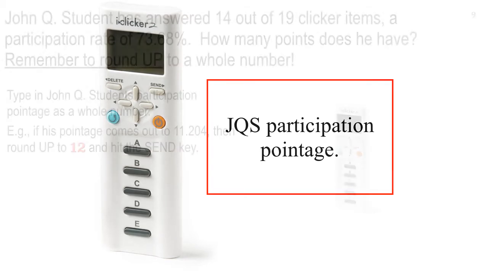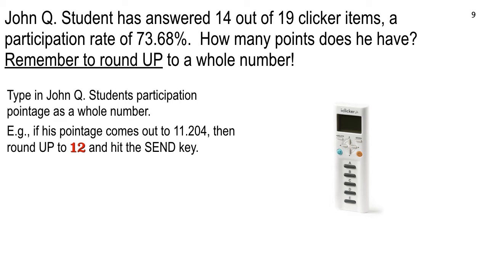Let me get my clicker over here. So here's the question. So type in his number, for 14 out of 19 and 73.68%. So do your cross multiplication. And definitely, if you're a little rusty on your proportions, talk with the people sitting next to you. Or if you're up here in the front row, talk to the people right next to you. I'll give you a minute. So round up to the nearest whole number, and then hit the send key.